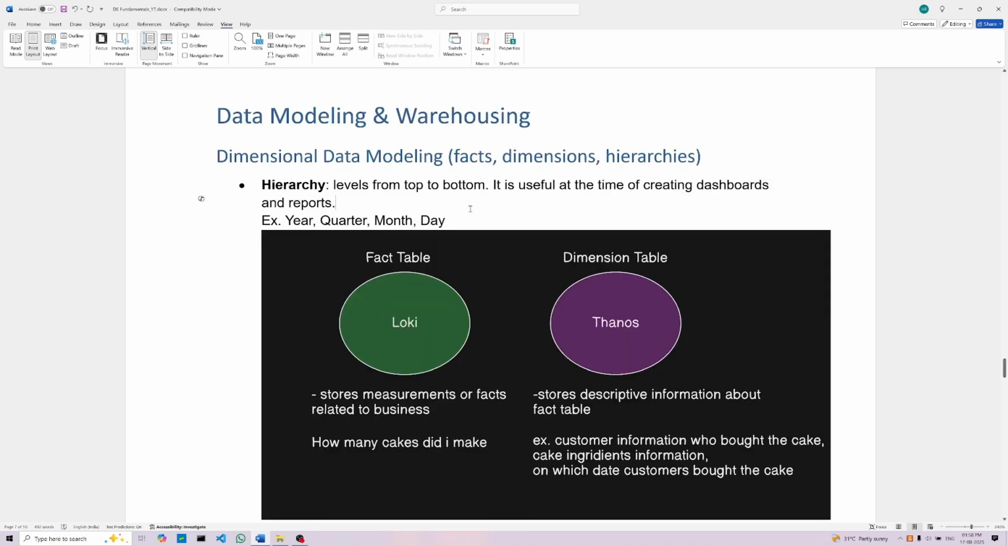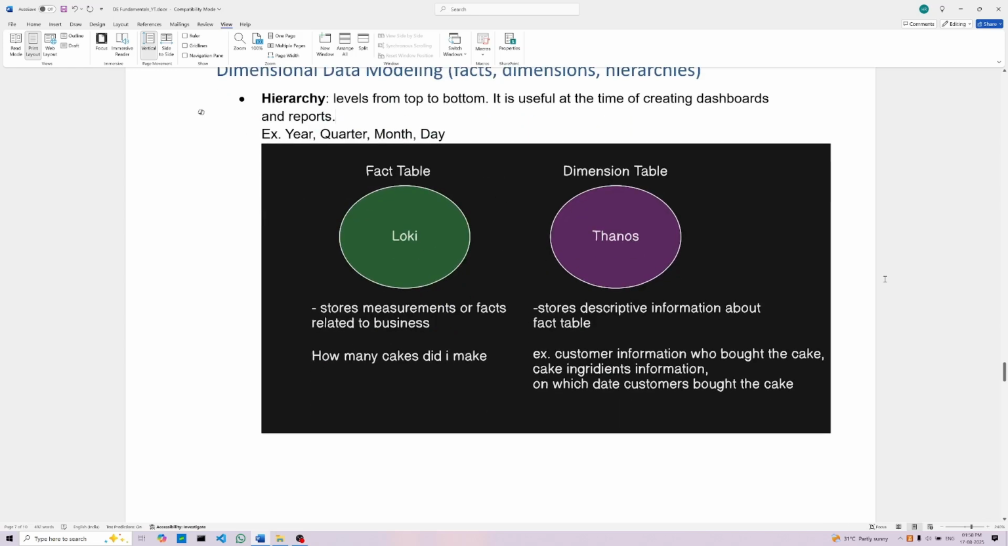Now next question is, what is a fact table, a dimension table, and what is meant by hierarchies? For fact table you can remember Loki. Generally a fact table stores measurement related information. You can remember it like this: Loki says, how many cakes did I make? So he wants numerical information, which is measurement related information. Generally these types are stored in the fact table.